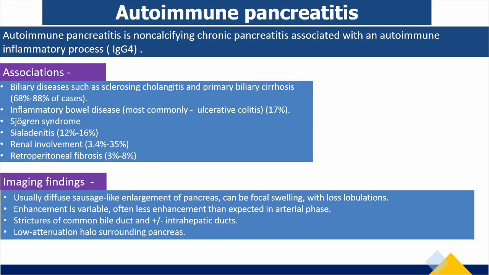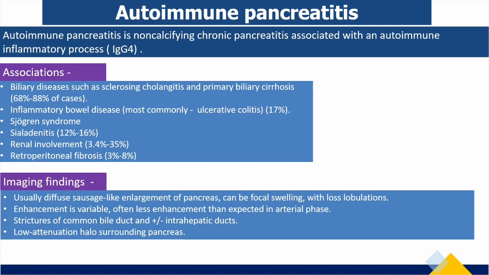Next is autoimmune pancreatitis. Autoimmune pancreatitis is a non-calcifying chronic pancreatitis associated with an autoimmune inflammatory process. Associations are biliary diseases such as sclerosing cholangitis and primary biliary cirrhosis, inflammatory bowel disease, Sjogren's syndrome, sialadenitis, renal involvement, and retroperitoneal fibrosis.